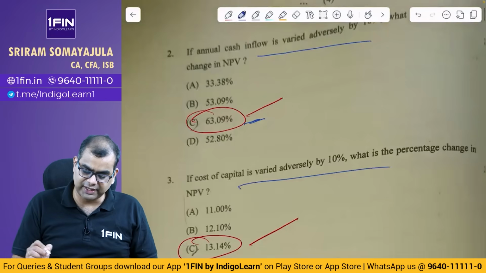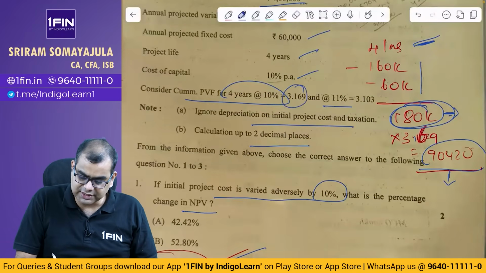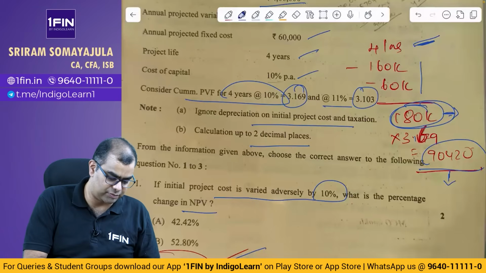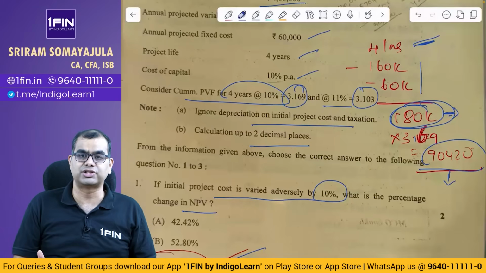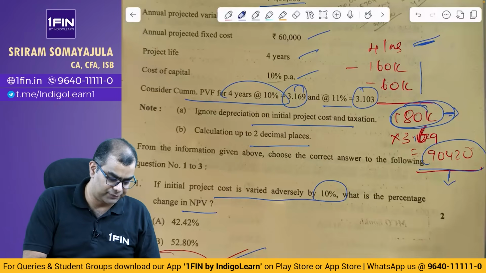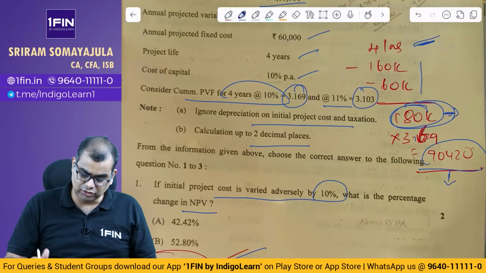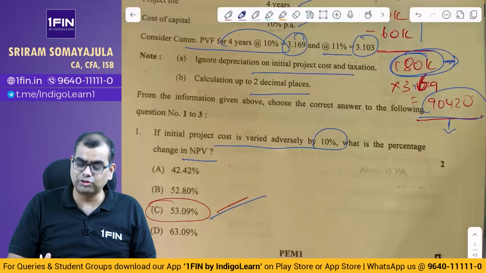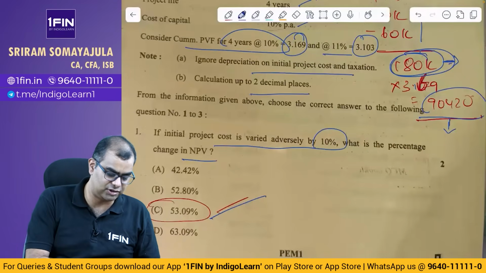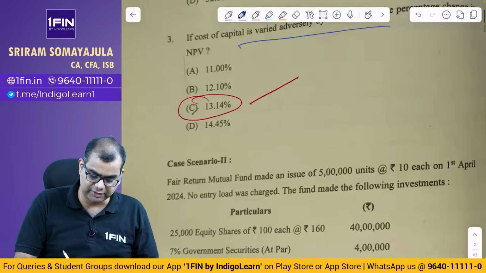Then, cost of capital is varied adversely by 10%. So the factor here is 3.169 versus 3.103. So 3.169 minus 3.103, you basically get 0.066. This 0.066 will have an impact on the 1,80,000. You will basically get 11,880. So 11,880 is going to be the reduction in the NPV of 90,420. So 11,880 by 90,420, you get 13.138 or 13.14.